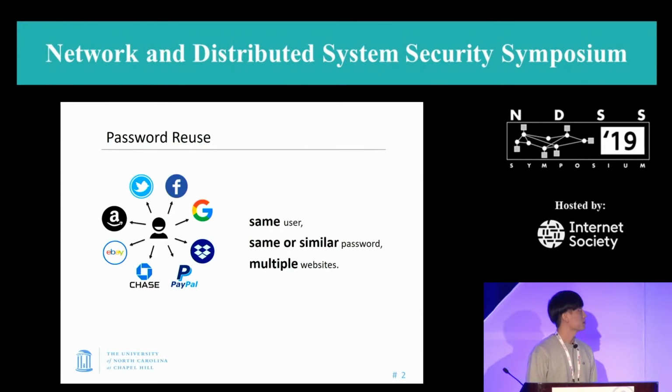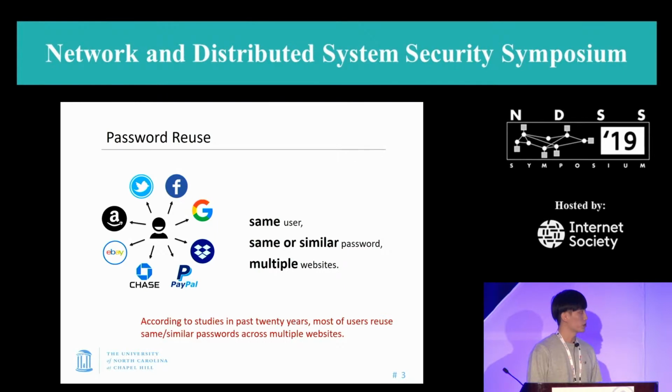Okay, first of all, what is password reuse? Password reuse refers to the case where a user uses the same or similar passwords across multiple websites. According to numerous studies in the past 20 years, most people reuse their passwords at different websites. People tend to reuse passwords mostly because they don't want to or find it hard to memorize too many different passwords, which is understandable. However, password reuse has left a huge time bomb for users' account security.